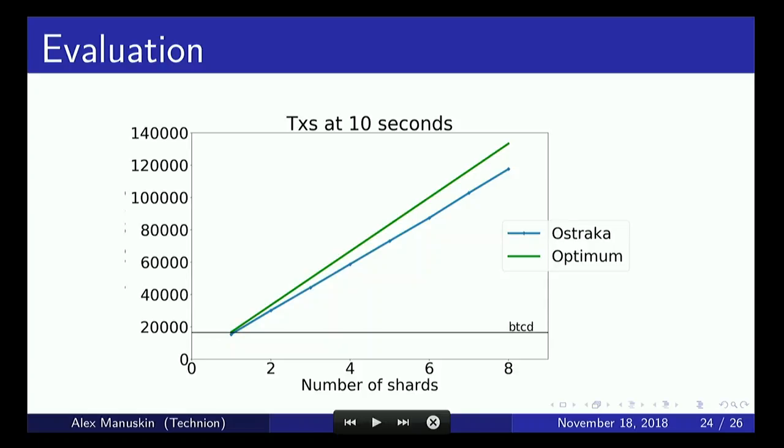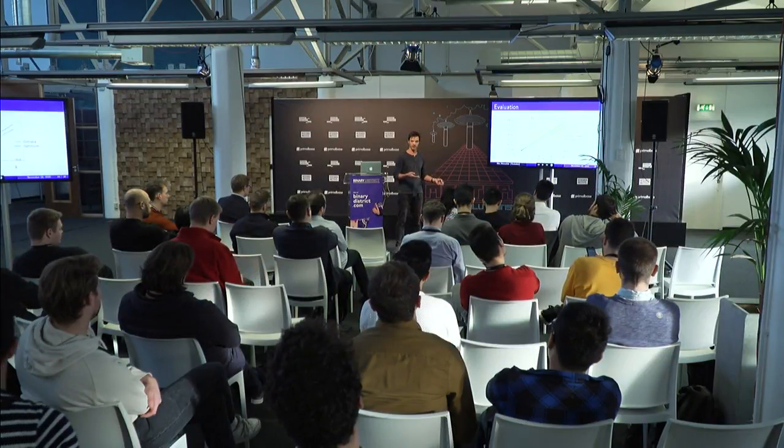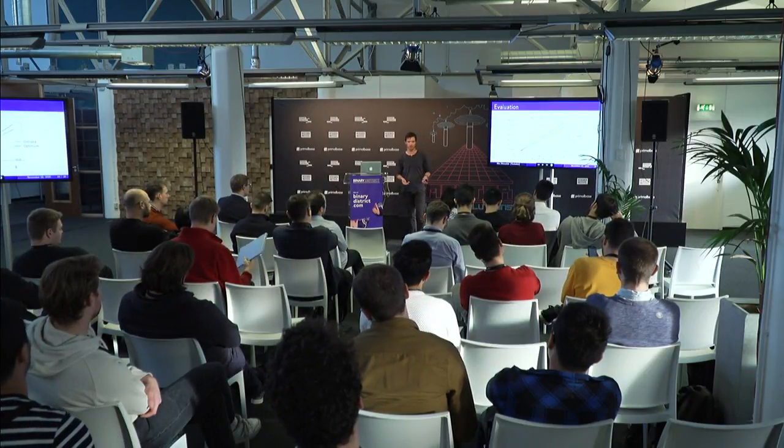The blue line, that's Ostraka. This is basically, again, how many transactions this node can process in 10 seconds. And happily, we can see as we add more shards to such a node, it can process more transactions. The green line is the optimum. Basically, what would happen if we took the reference client, somehow automatically told it, now you are 2 nodes, and there would be no overhead of running an inter-shard protocol.